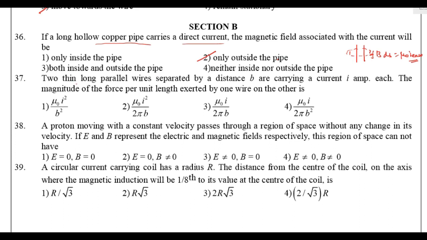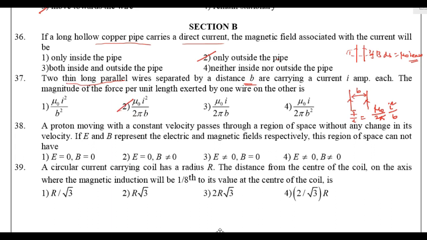Two thin, long, parallel wires separated by a distance b carry I amperes each. The magnitude of force per unit length exerted by one wire on the other is, let us take this distance as b. Then force per unit length is equal to mu naught by 2 pi times I into I by b, that is, mu naught I square by 2 pi b.